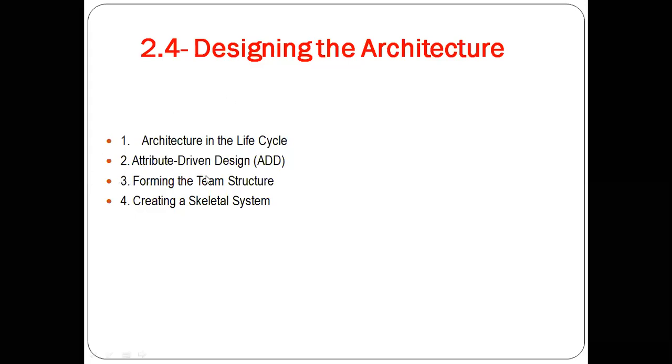And coming to the second one, attribute driven design. This is one kind of designing technique for our architecture. Next, the third one is forming the team. After the designing we are going to form the teams to do the work or to continue the project work. Next, the last point is creating a skeletal system. So before starting the implementation, first of all we need to create a skeletal system for the designing. This is about the four parts in designing architecture.